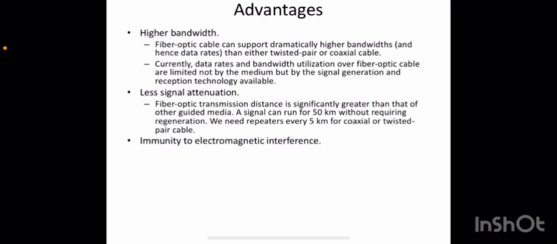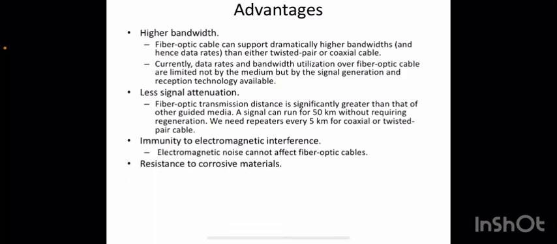The third benefit is immunity to electromagnetic interference. Compared to metallic cable, which is used in both coax cable and twisted pair, fiber optic cable is less affected by electromagnetic interference. So noise will be less in the case of fiber optic, and the signal will be of good quality. Then next is resistance to corrosive material. It is not metal, so it is more resistant to corrosion.